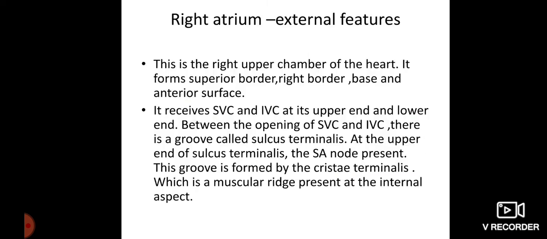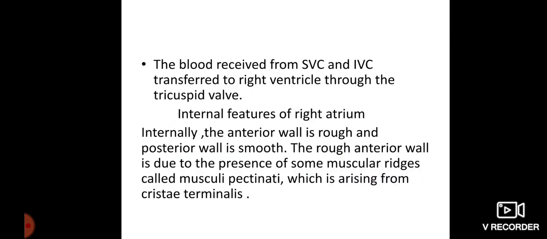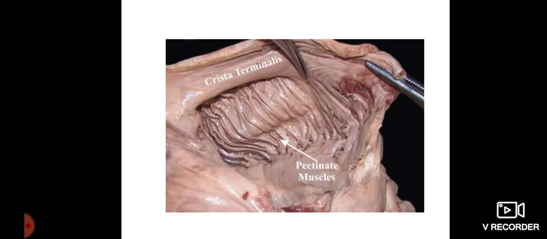Now, these are the external features of the right atrium. Now we are moving to the internal aspect, the internal features of the right atrium. Internally, the anterior wall is rough and the posterior wall is smooth. The roughness of the anterior wall is due to the presence of numerous muscular projections arising from the crista terminalis, and these muscular projections are collectively called musculi pectinati.